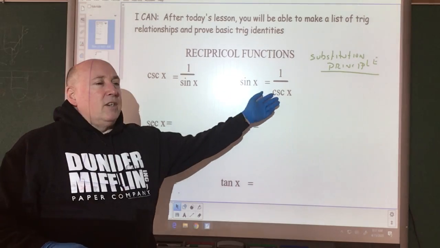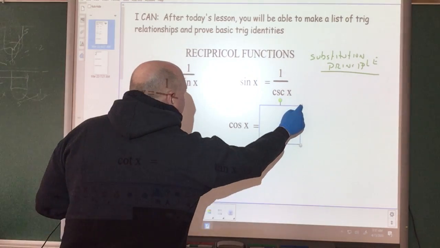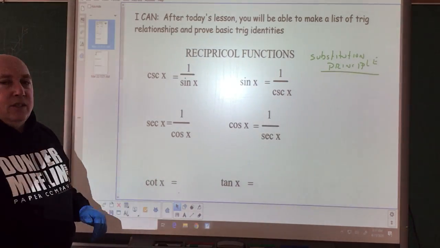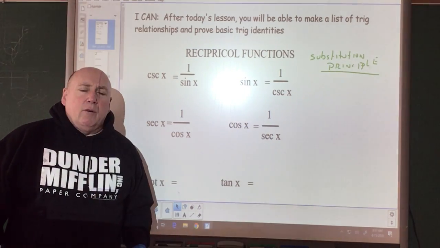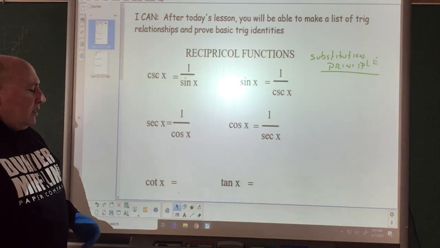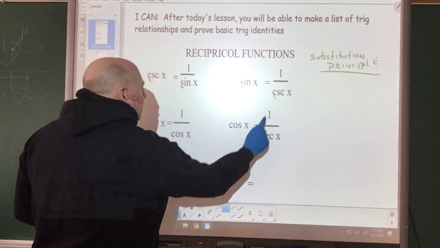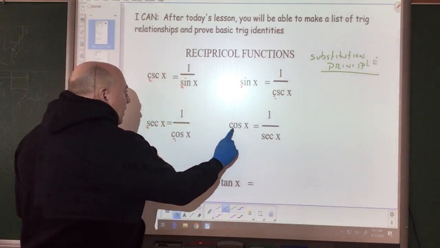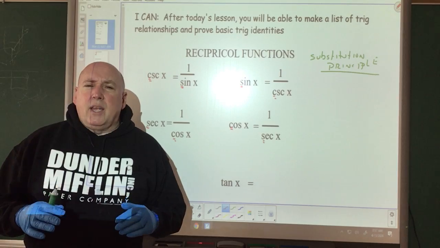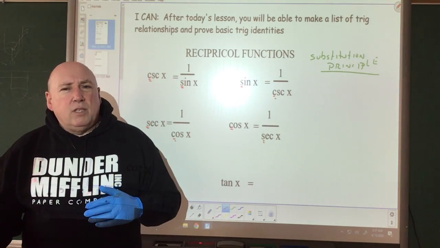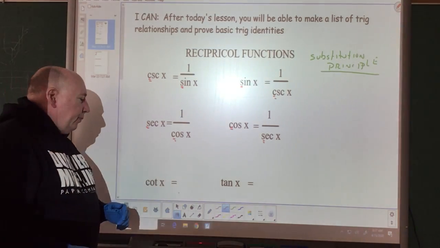So these are reciprocal functions, so we can rewrite them as reciprocal functions. And likewise, secant and cosine are reciprocal functions. Secant can be written as 1 over cosine of x, or cosine of x could be equal to 1 over the secant of x. What I always tell students is, C goes with S, S goes with C. The C's, the co's, don't go together. So cosecant doesn't go with cosine. Secant and cosine, cosecant and sine, they go together.